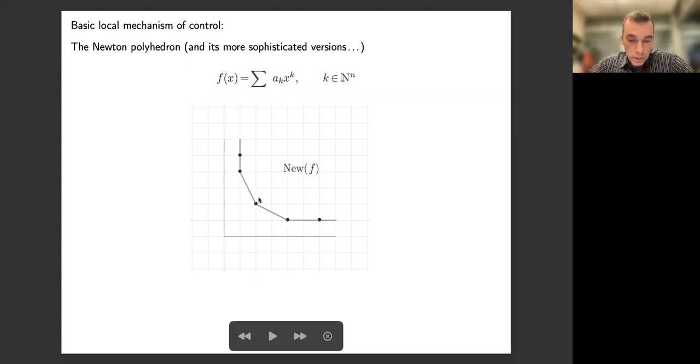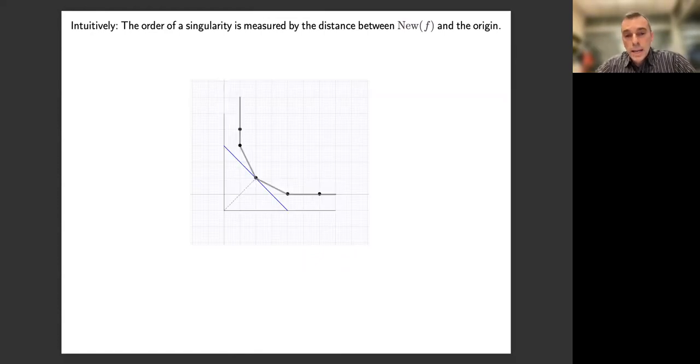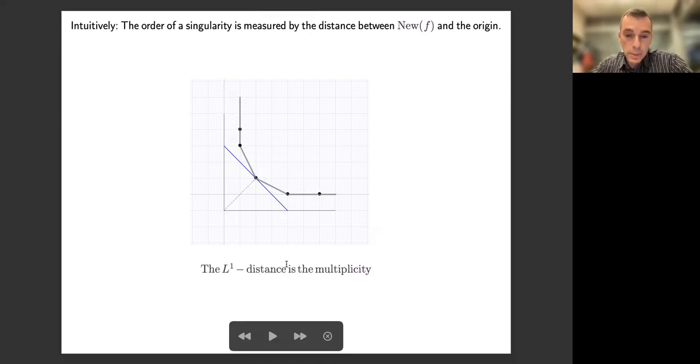Once you have this, you can somehow measure how bad a singularity is. The idea is that you measure the distance between the Newton polyhedron and the origin. For instance, the classical way to see this is that you take the L1 distance between the polyhedron and the origin. This L1 distance is just the multiplicity. The idea is that you want to decrease this distance by making blowups, and once this nearest point achieves the origin, you win your game. Okay.